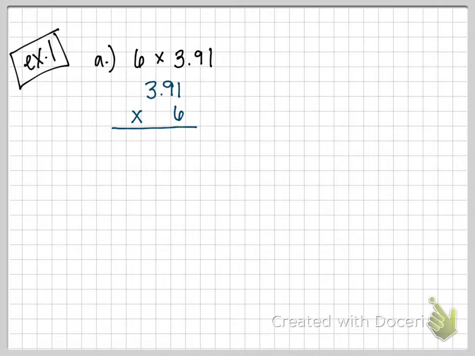Then we multiply. 1 times 6 is 6. 9 times 6 is 54. Carry the 5. 3 times 6 is 18 plus 5. 18, 19, 20, 21, 22, 23.